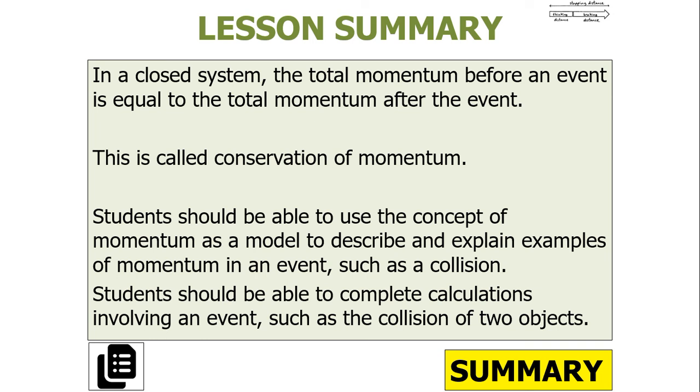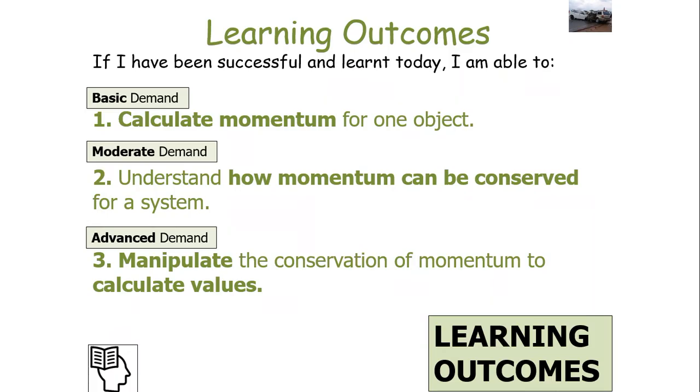So what have we learnt in today's lesson? In a closed system, the total momentum before an event is equal to the total momentum after the event. We call this idea the conservation of momentum. Now, you should be able to use the concept of momentum to describe and explain examples of momentum in an event such as a collision, and you should be able to complete calculations involving an event such as the collision of two objects. So if we're being successful and we've learned in today's lesson, we can calculate the momentum of one object, understand how momentum can be conserved in the system, and then manipulate the conservation of momentum to calculate values.